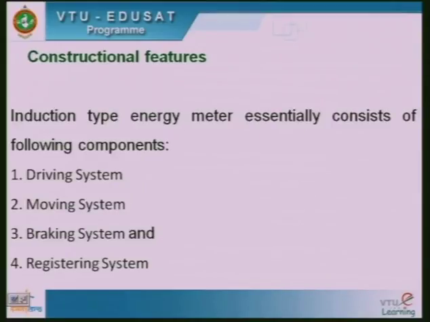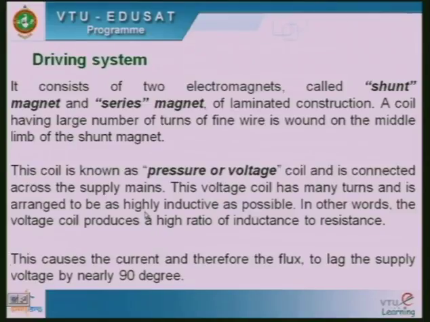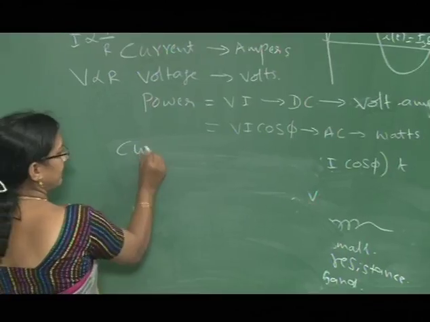So, we have the driving system, moving system, braking system and registering system. So, we have those 4 systems in this. The driving system, as I already explained, consists of shunt magnet and series magnet. The pressure coil is wound on the shunt magnet, and the current coil is wound on the series magnet.